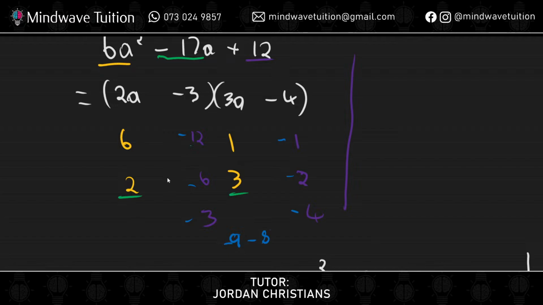Right, let's do another one. Some example. So negative 3 and negative 4.